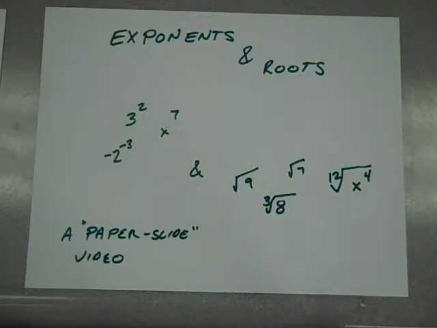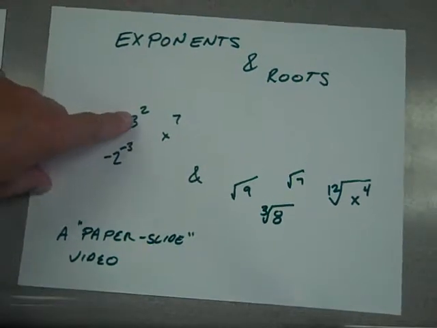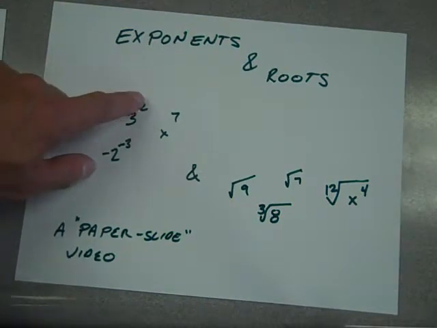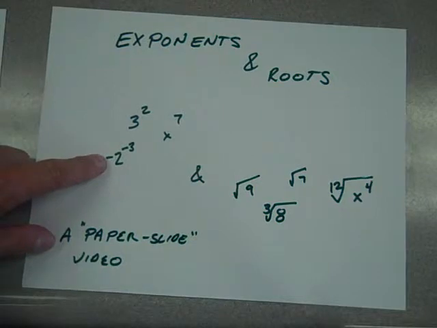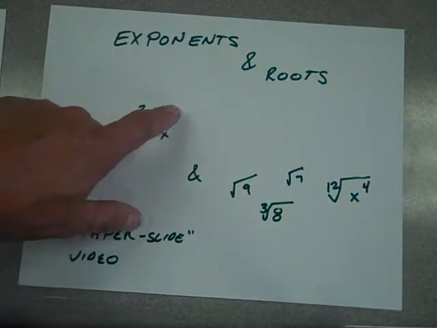Today we're going to do a little bit of a different video. It's called a paper slide video. We're going to talk about exponents and roots. And again, remember, exponents are the numbers up here. Alright, 3 squared, the exponent's 2. Negative 2 raised to the negative 3, negative 3 is the exponent. X to the 7th, that's the exponent.